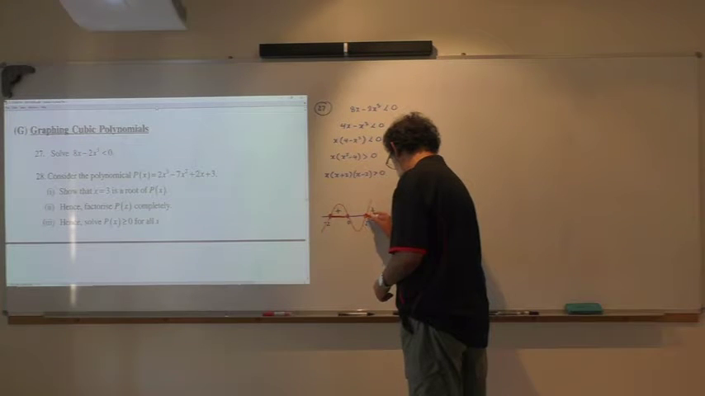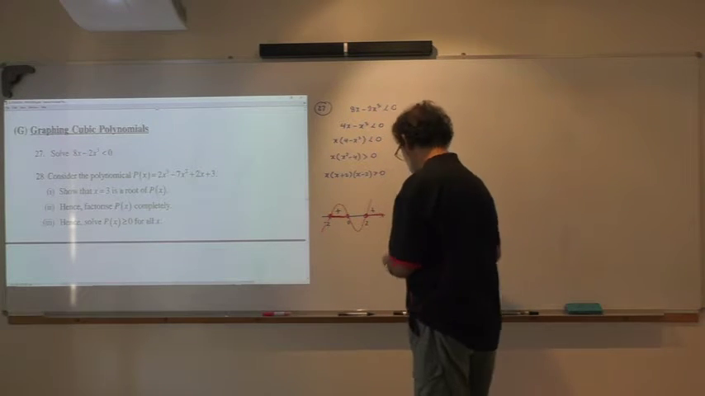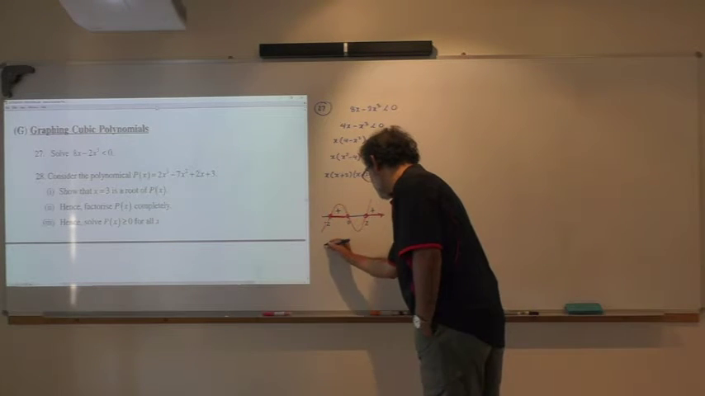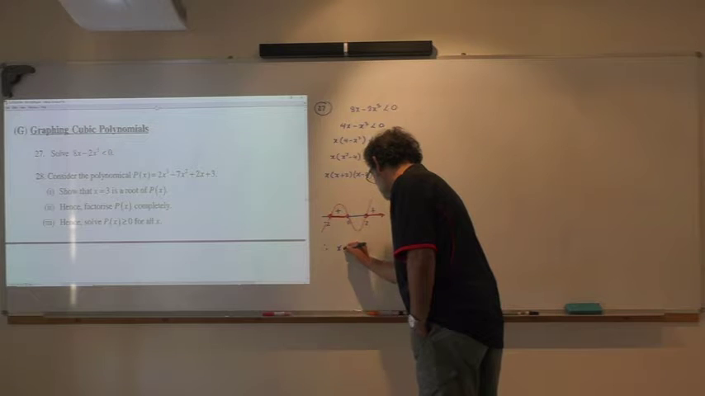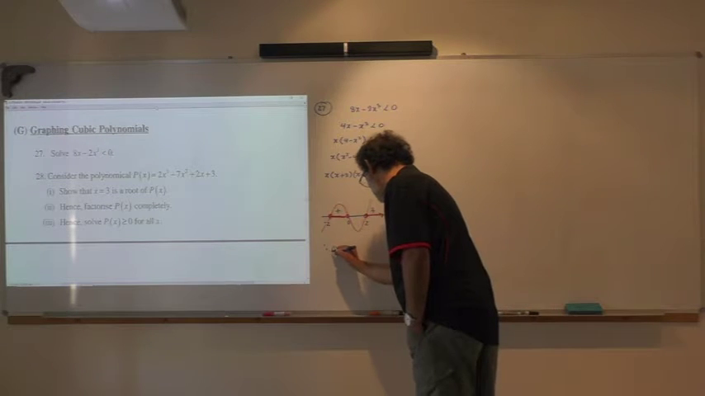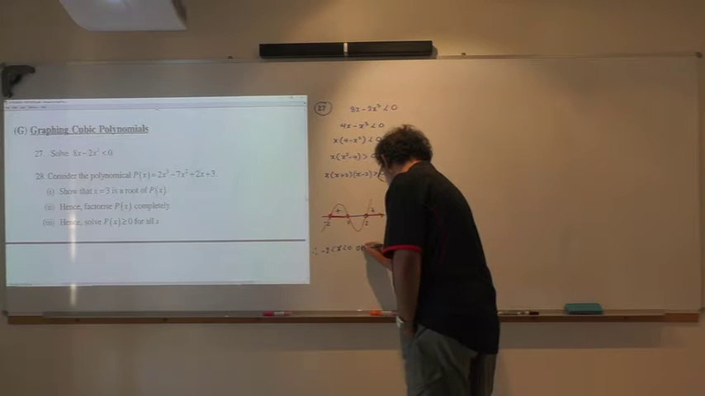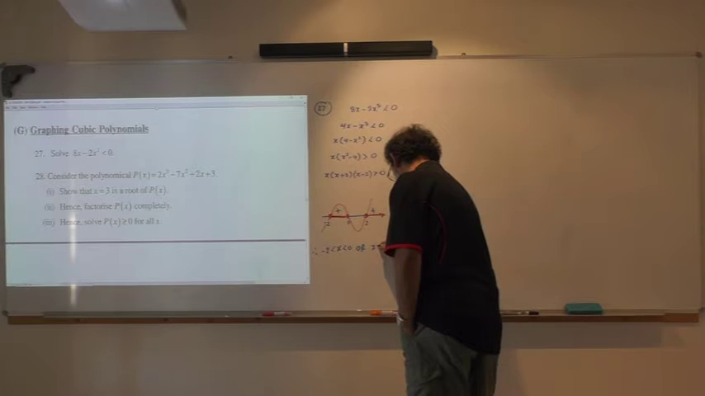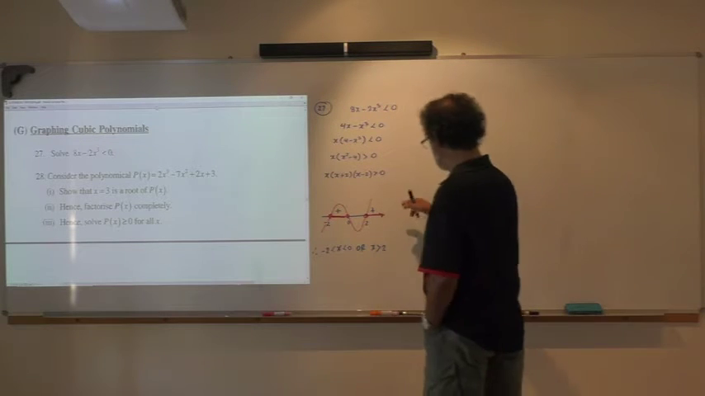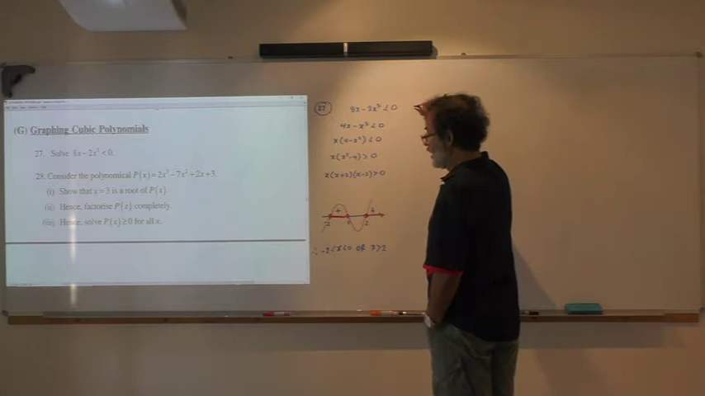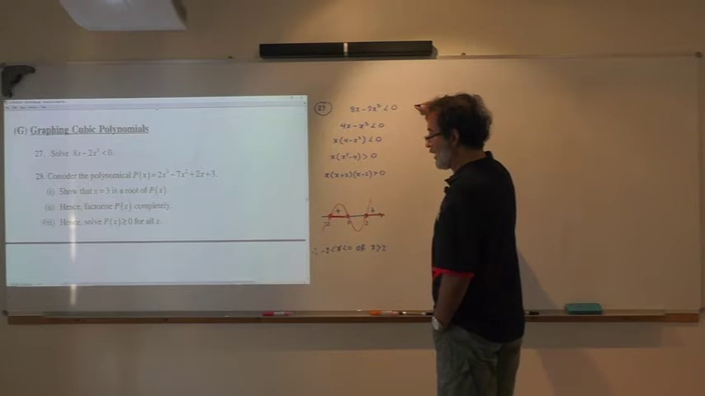And then everything that goes in that direction. So therefore the solution is x between 0 and negative 2, or x has to be greater than 2. Okay, so this is the solution for this inequality. All right, so that is question 27.